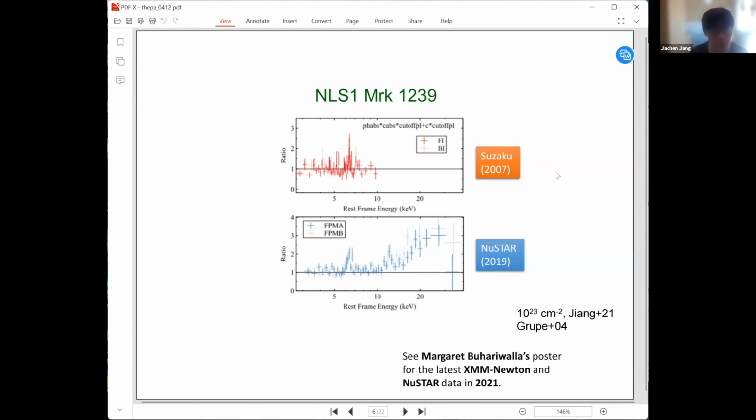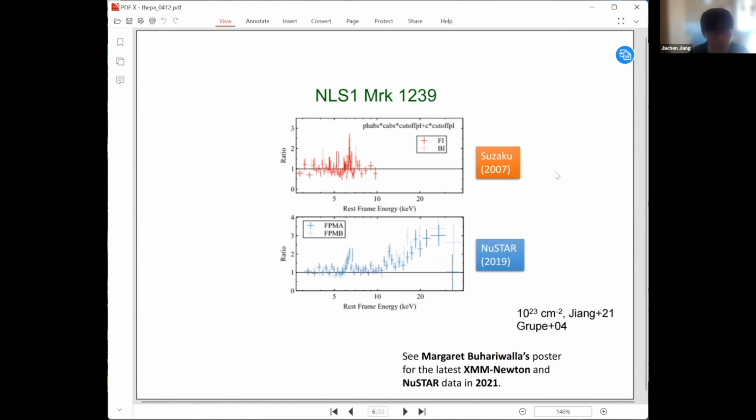This was also confirmed by an even earlier XMM-Newton data set analyzed by Dirk Grupe. There are indeed two X-ray light paths coming from this AGN. I won't talk too much about all of these very complicated soft X-ray emissions from this object, but only focus on the continuum modeling in this presentation. Margaret has a poster where she will present the latest XMM-Newton and NuSTAR observation we got for this object in 2021. Please go have a look and chat with her if you're interested.